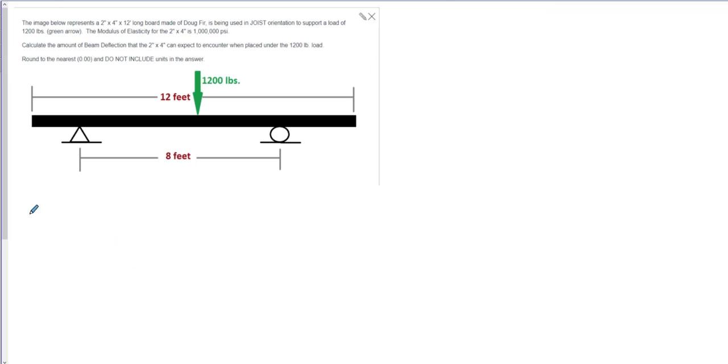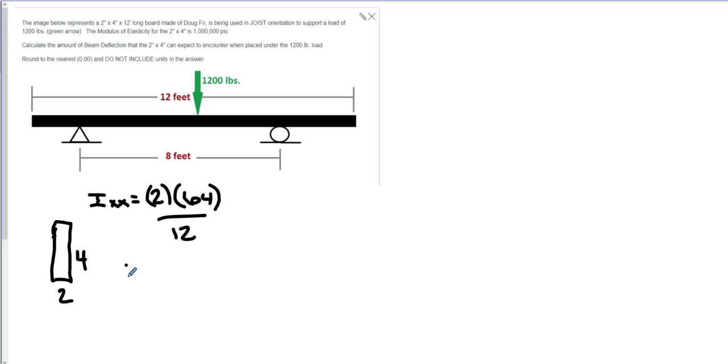Okay, the image below represents a 2 by 4 by 12 long board made of Douglas fir. It is being used in joist orientation to support a load of 1,200 pounds. Joist orientation means that the cross-sectional area is going to look like this. This is going to be 2, this is going to be 4. Moment of inertia is equal to 2 times 4 cubed, which is 64, divided by 12. So moment of inertia is 128 divided by 12, which is 10.67.